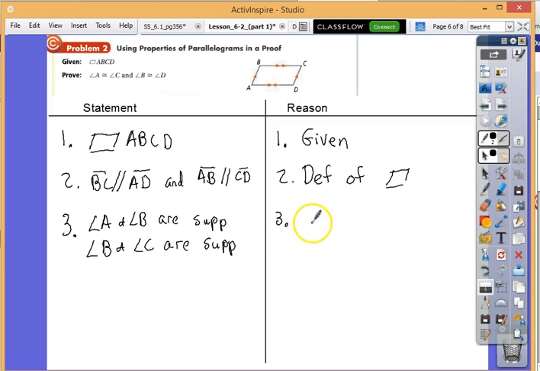And how can I say that? Consecutive angles in a parallelogram are sup. It's a pretty horrible view.